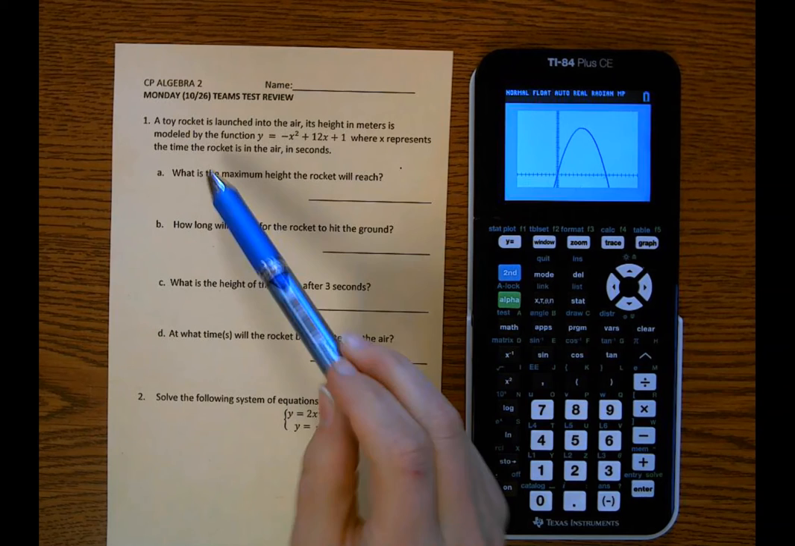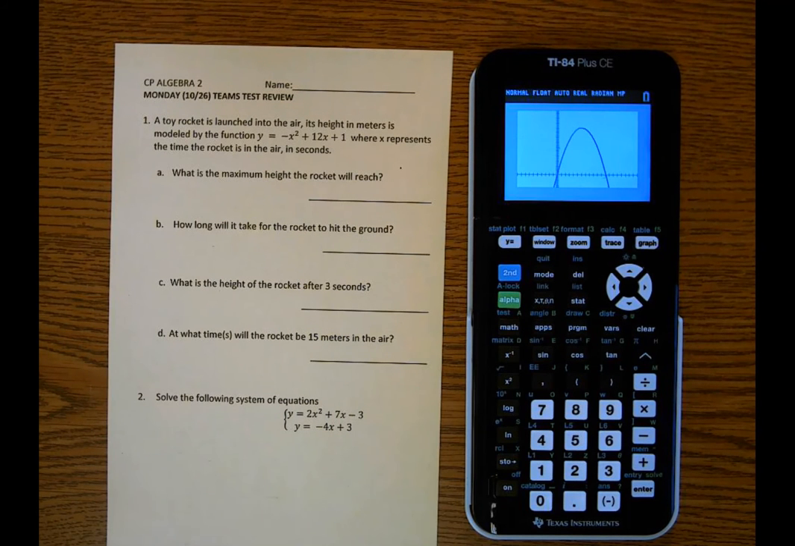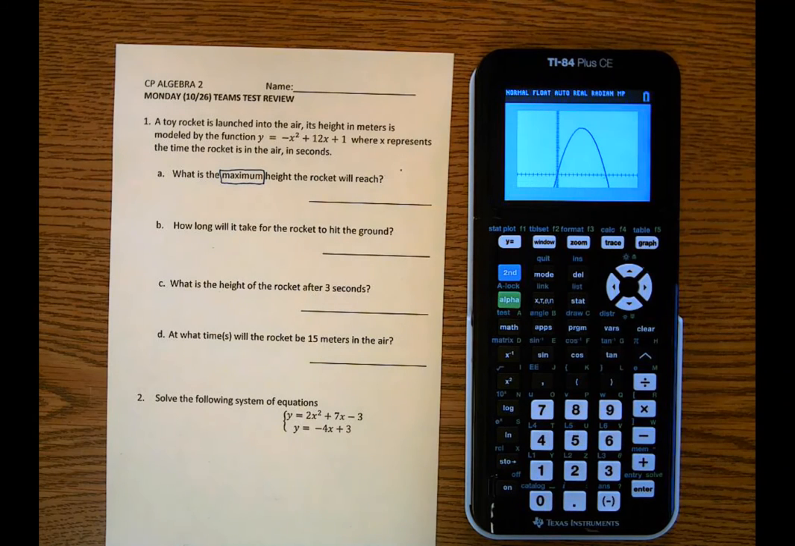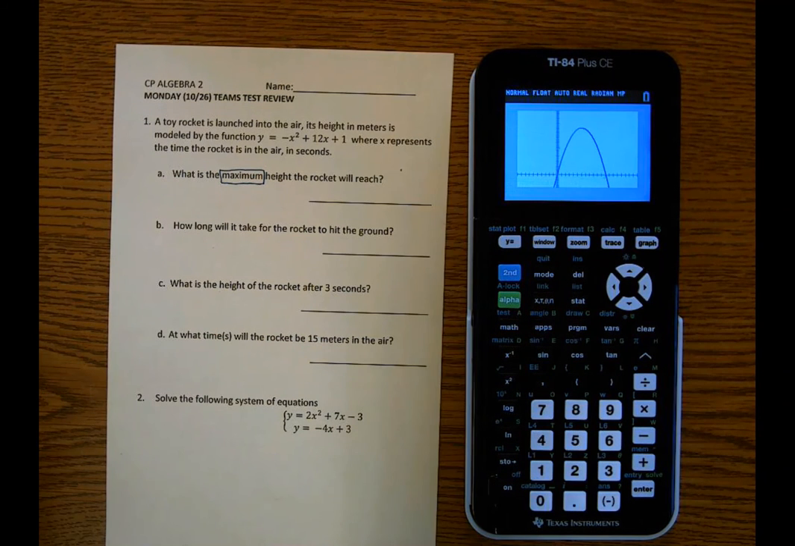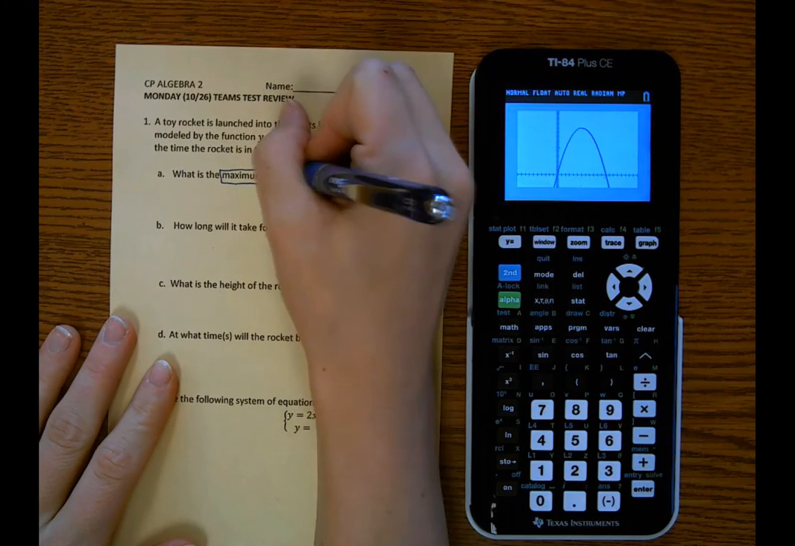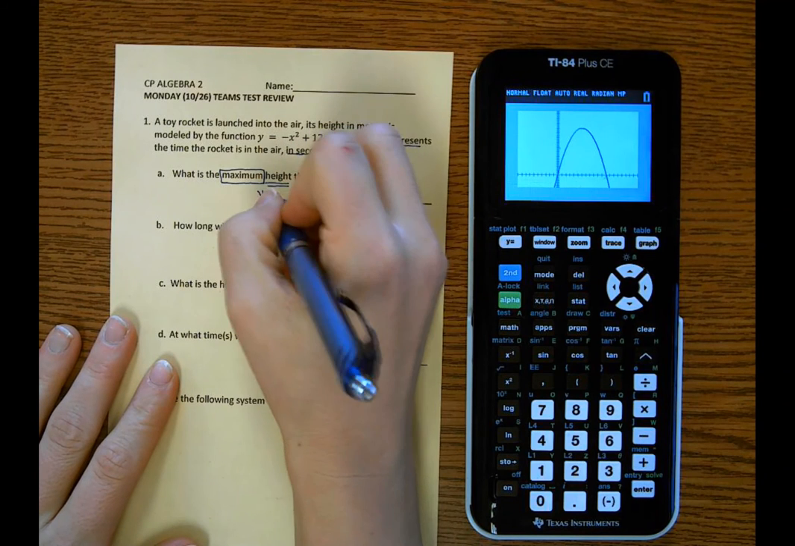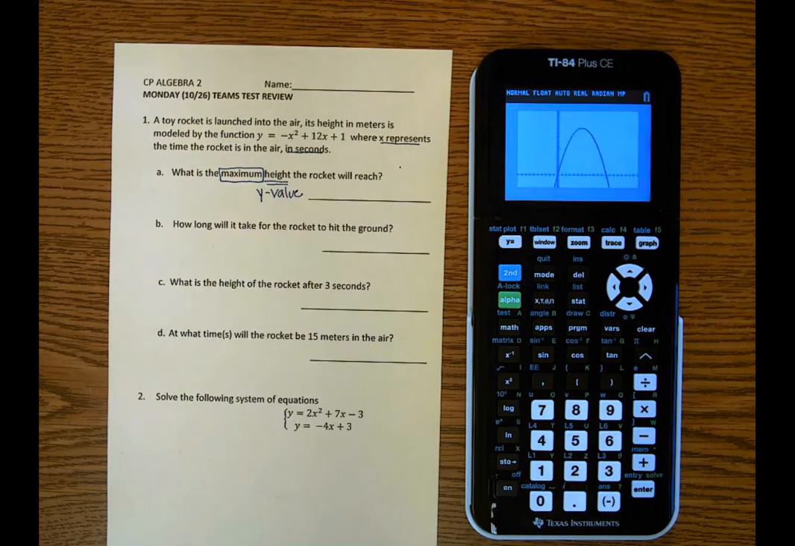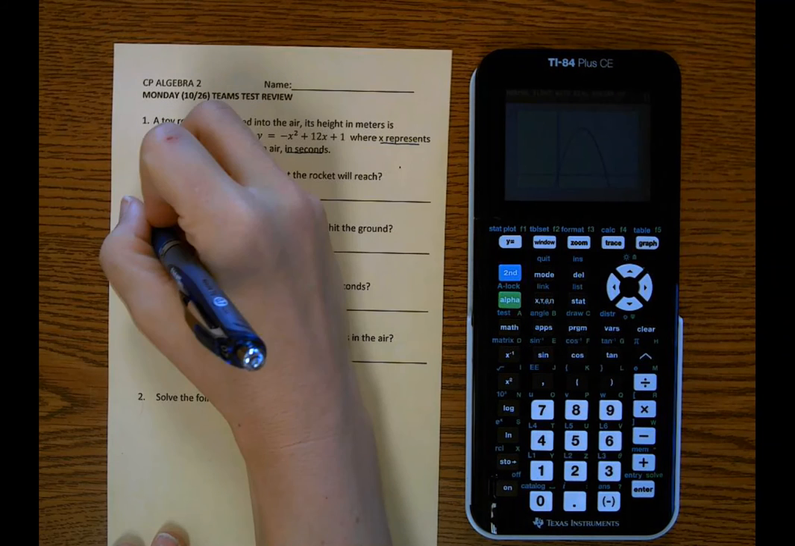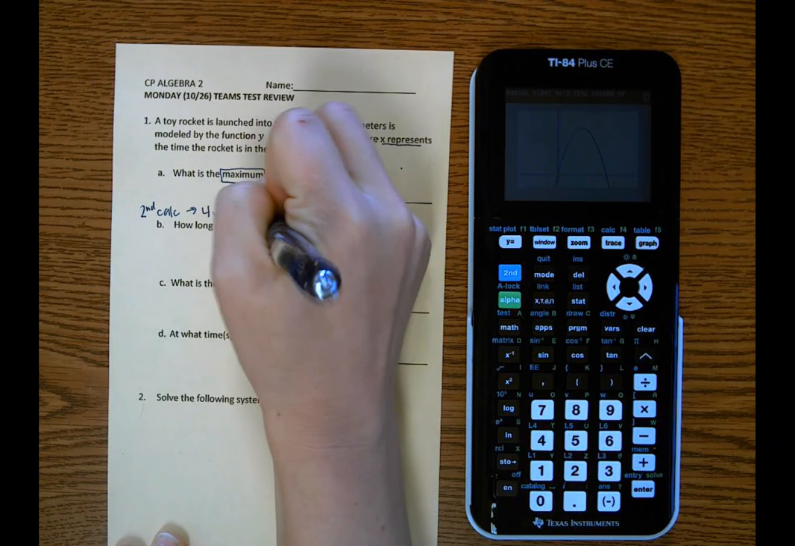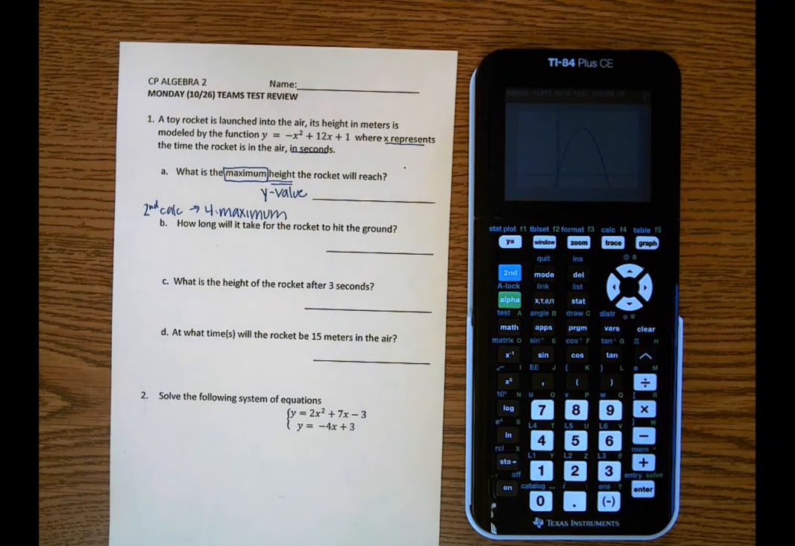Alright, if I look at A, it says, what is the maximum height the rocket will reach? So what part of the graph is this asking for? The maximum, right? Now, is it asking for the maximum x value or the maximum y value? Y. Because it's talking about height. It says x represents seconds, so that means my y value represents height. So I'm looking for the maximum y value, which means I'm going to go to second calc, then number 4, maximum. And once I figure out what the maximum is, my answer is going to be the y value.